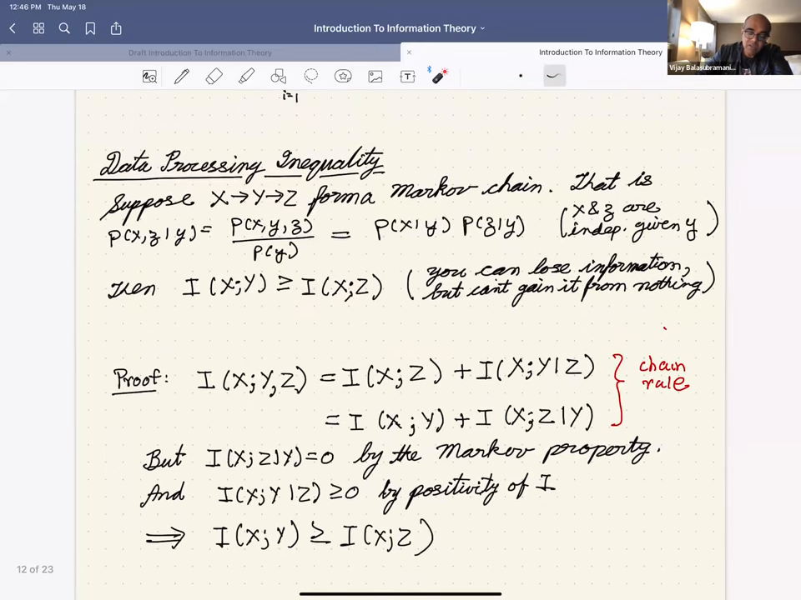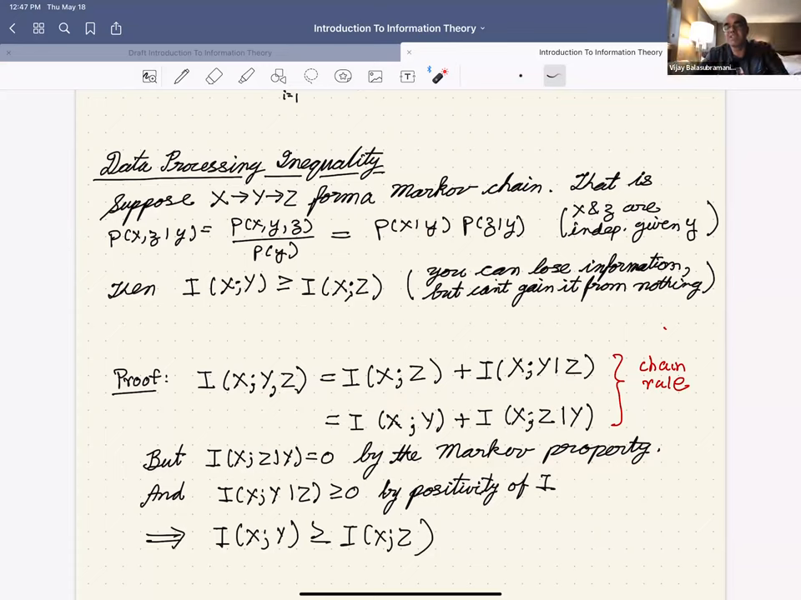So using the chain rule, the mutual information between X and Y and Z is equal to the mutual information between X and Z plus the mutual information X and Y given Z. Or you could factorize it the other way using the chain rule. This is the mutual information between X and Y plus the mutual information between X and Z conditioned on Y. But the Markov property tells you the mutual information in X and Z given Y is zero. That's because the distributions factorize. So in that case, because it's Markov, the distributions factorize, and because they factorize, the two are independent variables.